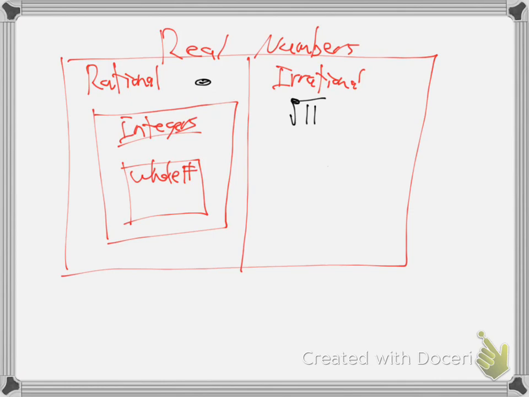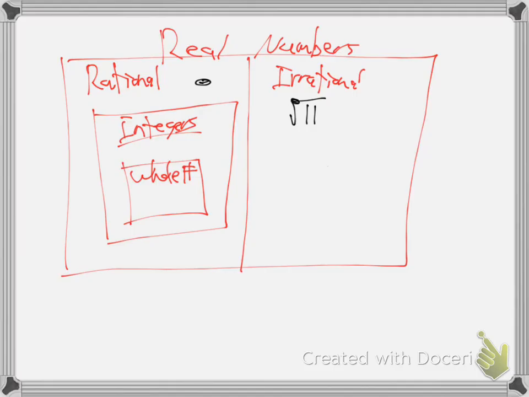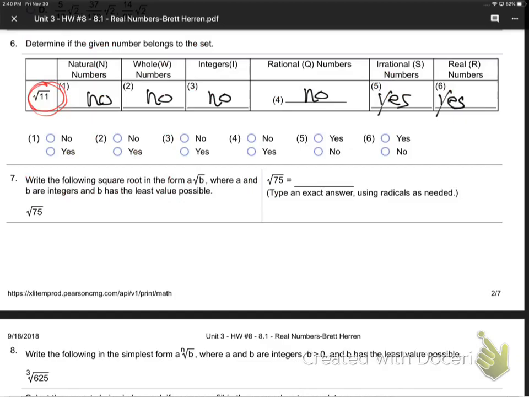Does that make sense? So we go back and we say, is he a natural? No. Is he a whole number? No. Is he an integer? No. Is he rational? No. Is he irrational? Yes. Is he real? They're all real numbers. They're all under the title real numbers. That'll always be yes. So there we go.